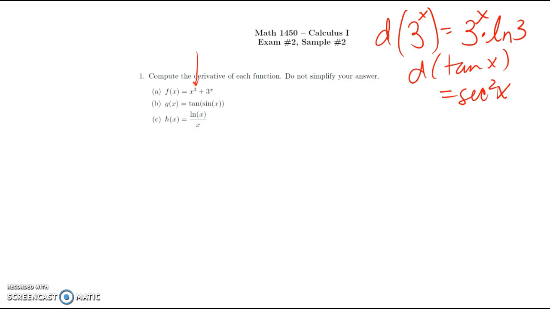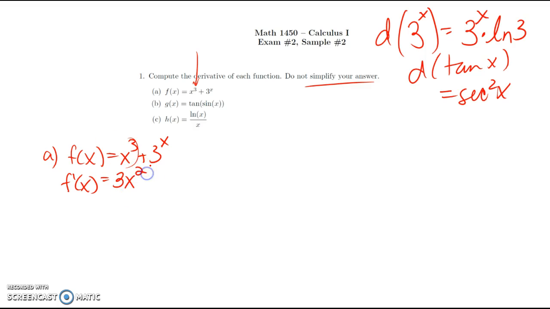So let's try these. We're going to take a, where f of x equals x to the third plus 3 to the x. And he says don't simplify, which is good. So the derivative equals the derivative of this first part, which is just the power rule, plus the derivative of the second part, which is 3 to the x ln of 3. That's all that is, okay?